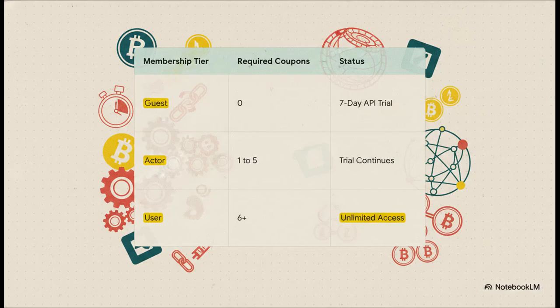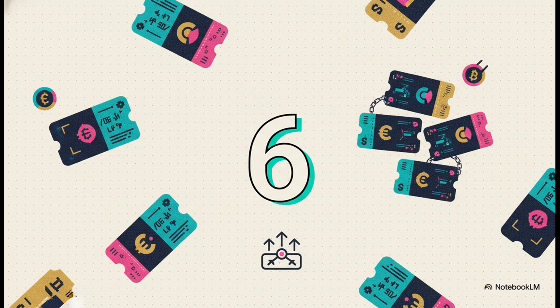Your membership level is based purely on how many coupons you hold. If you're a guest with 0 coupons, you get a trial. If you have 1 to 5, you're an actor, and you're still in that trial phase. But the goal is to become a user by holding 6 or more coupons, because that's what unlocks unlimited, full access to everything. Yep, 6 is the magic number here.